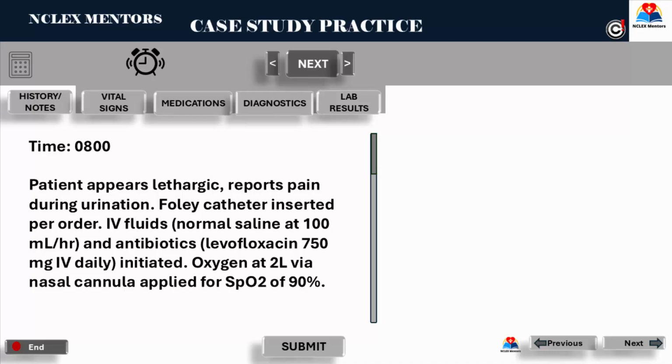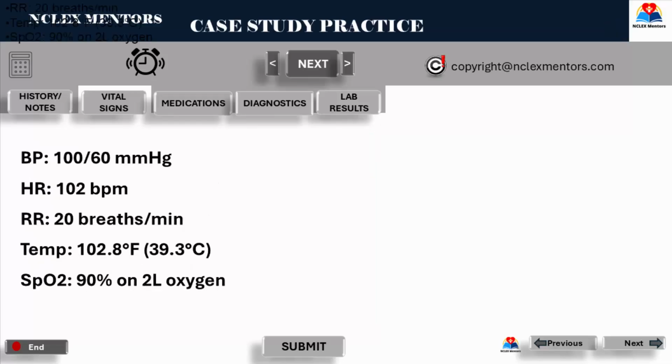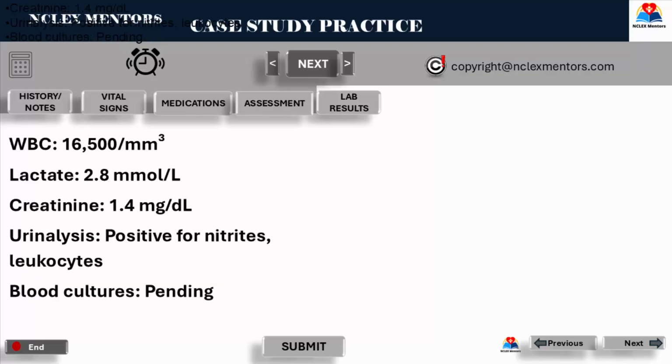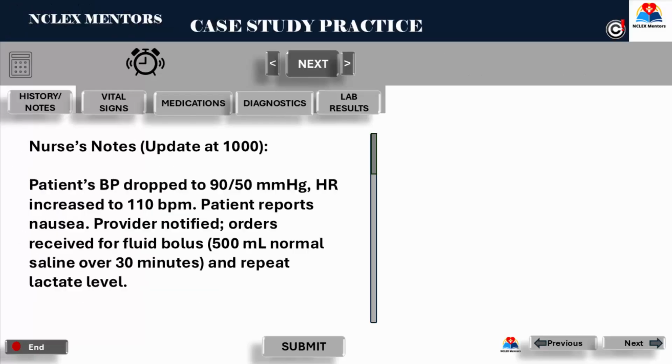Patient appears lethargic, pain during urination, Foley catheter is inserted, IV normal saline at 100 milliliters per hour, and levofloxacin 750 milligrams IV daily started. BP 160, HR 102, temp 102.8 degrees Fahrenheit. WBC is 16,500, lactate 2.8, creatinine 1.4, urinalysis positive for nitrites and leukocytes. Blood cultures are pending. At 10 a.m., her BP drops to 90/50, HR goes up to 110, and she reports nausea. A fluid bolus is ordered, and a repeat lactate level is pending.